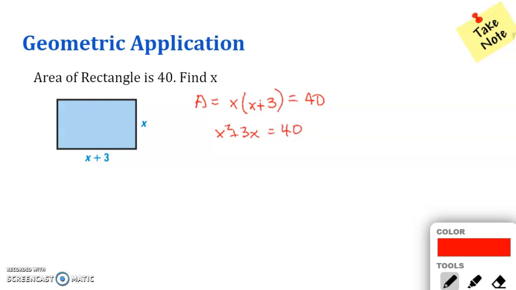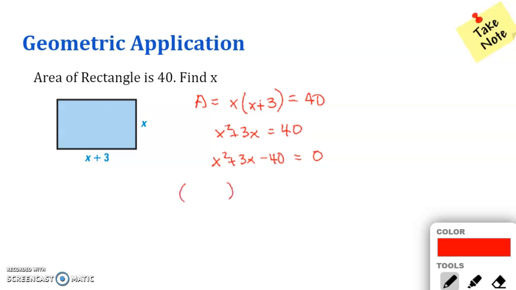I don't want this to be equal to 40. I want it to be equal to 0 so that we can factor. So I want to bring the 40 to the other side of the equal sign by taking the negative of 40. That positive 40 becomes negative 40 on the left hand side, so that becomes x squared plus 3x minus 40 is equal to 0.